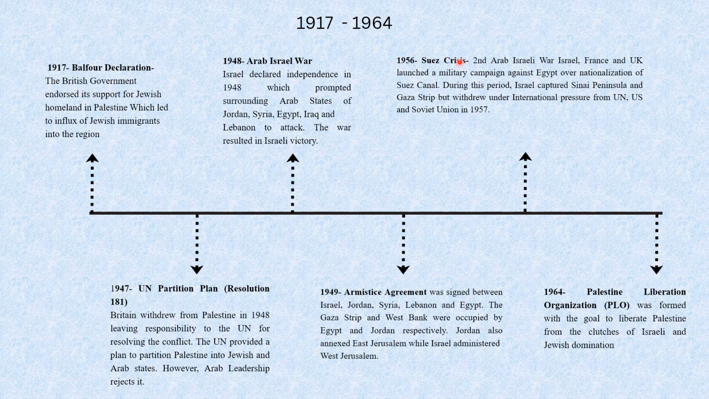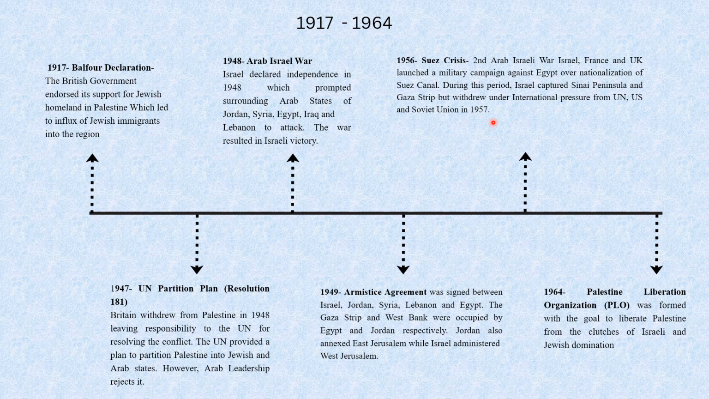Next comes the 1956 Suez Canal crisis. This is known as the Second Arab-Israeli War. What happened was Israel, followed by France and the UK, launched a military attack against Egypt over the nationalization of the Suez Canal. During this period, Israel also captured the Sinai Peninsula and Gaza Strip, which were earlier under the control of Egypt, but Israel had to withdraw under international pressure from the UN, US and Soviet Union in 1957.